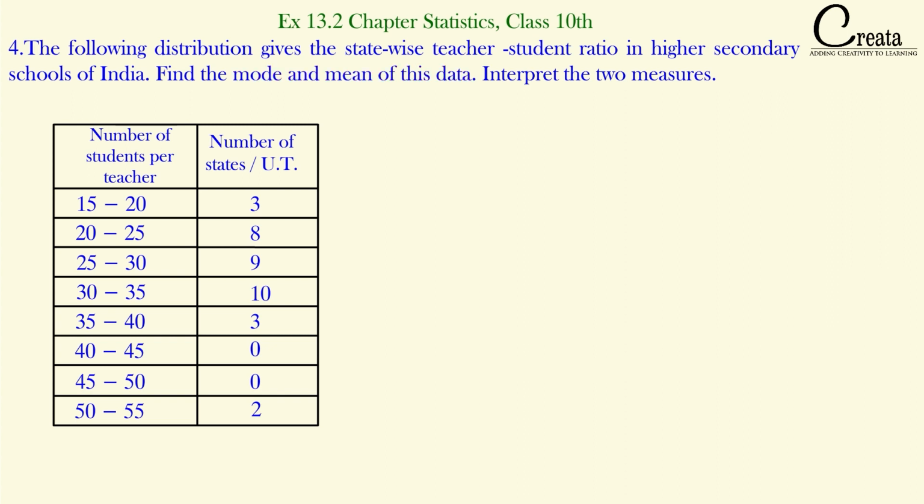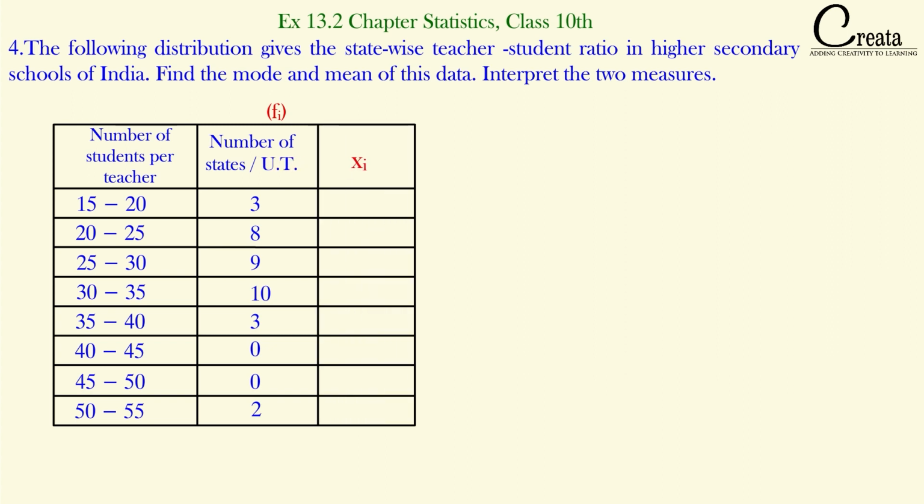Let's see. Firstly, let's find the mean. Here our first column is the observation, and the second column is the frequency, which is Fi, how many times our observations are repeating. Let's add one more column, which is Xi, the class marks.